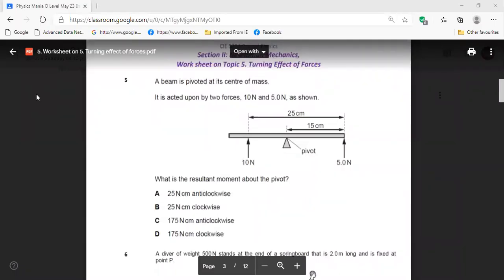A beam is pivoted at a center of mass. It's acted upon by two forces. The negative sign is as shown. What is the resultant moment about the pivot?